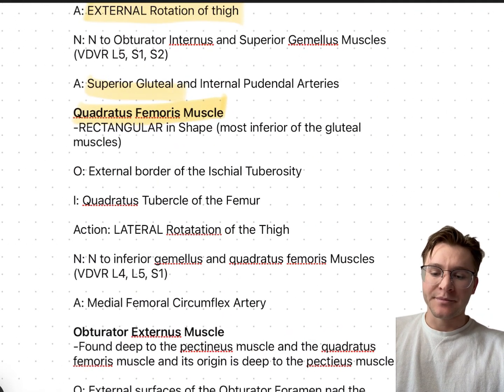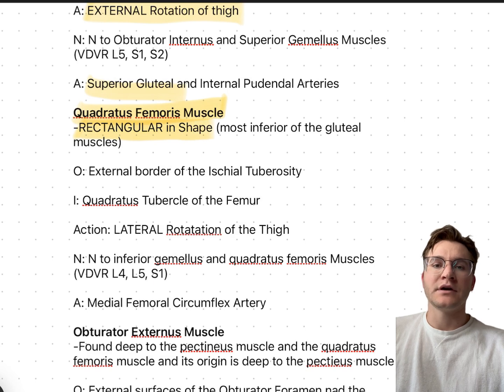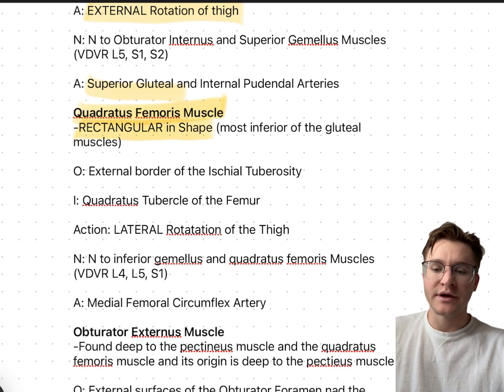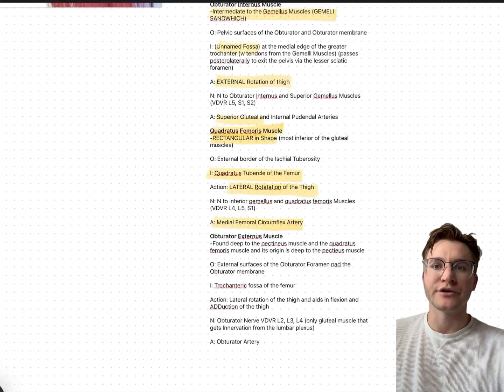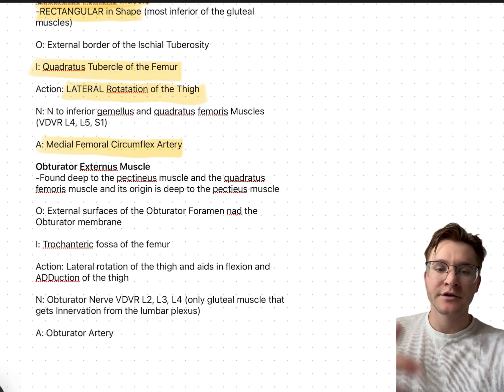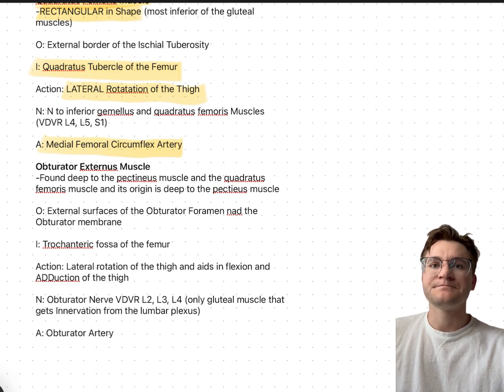We've got our quadratus femoris muscle. It's going to be in the shape of a rectangle, so it's quite identifiable. It inserts on our quadratus tubercle of the femur. It's responsible for laterally rotating the thigh. And its artery is the medial femoral circumflex artery, a very unique artery in this area of the muscles.